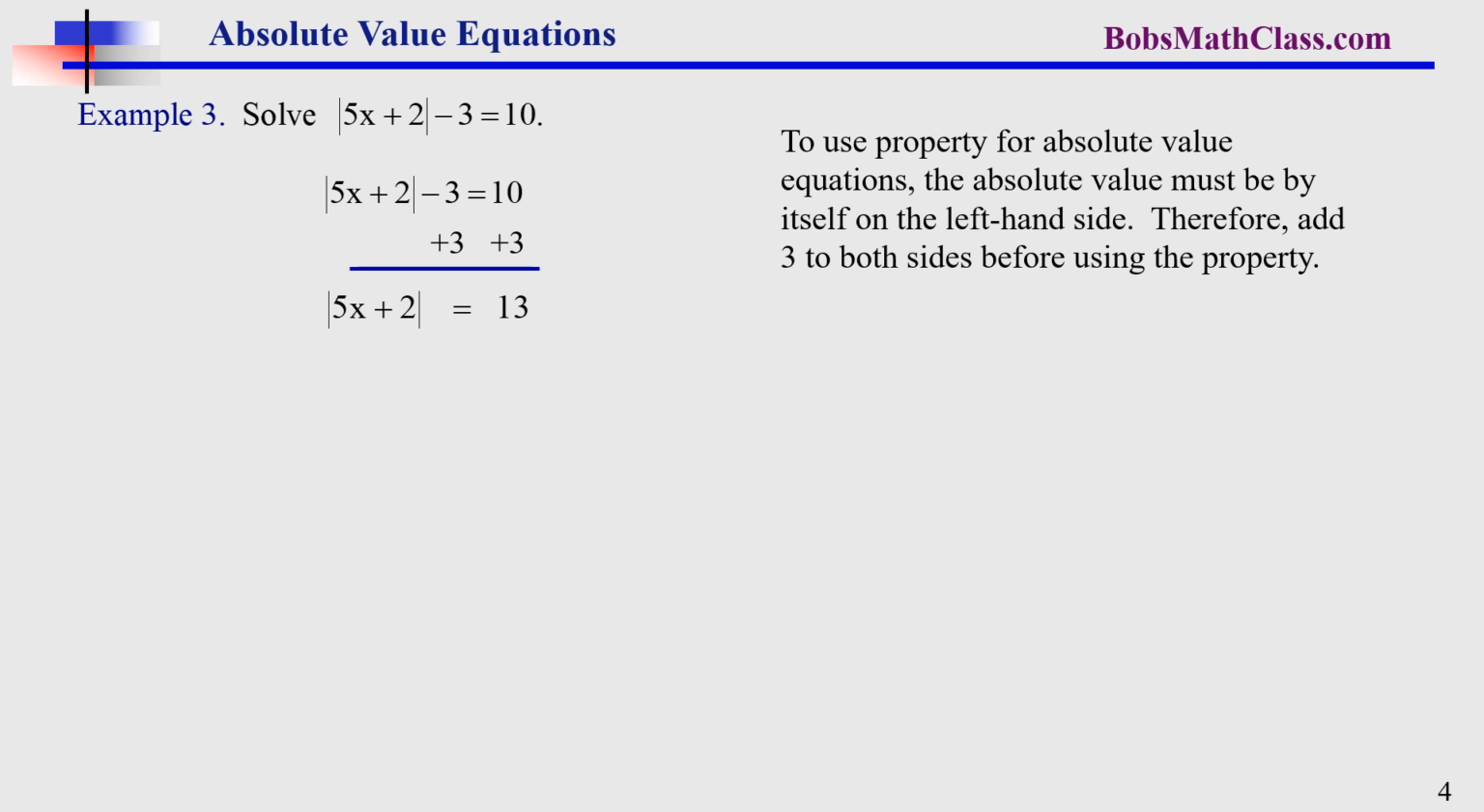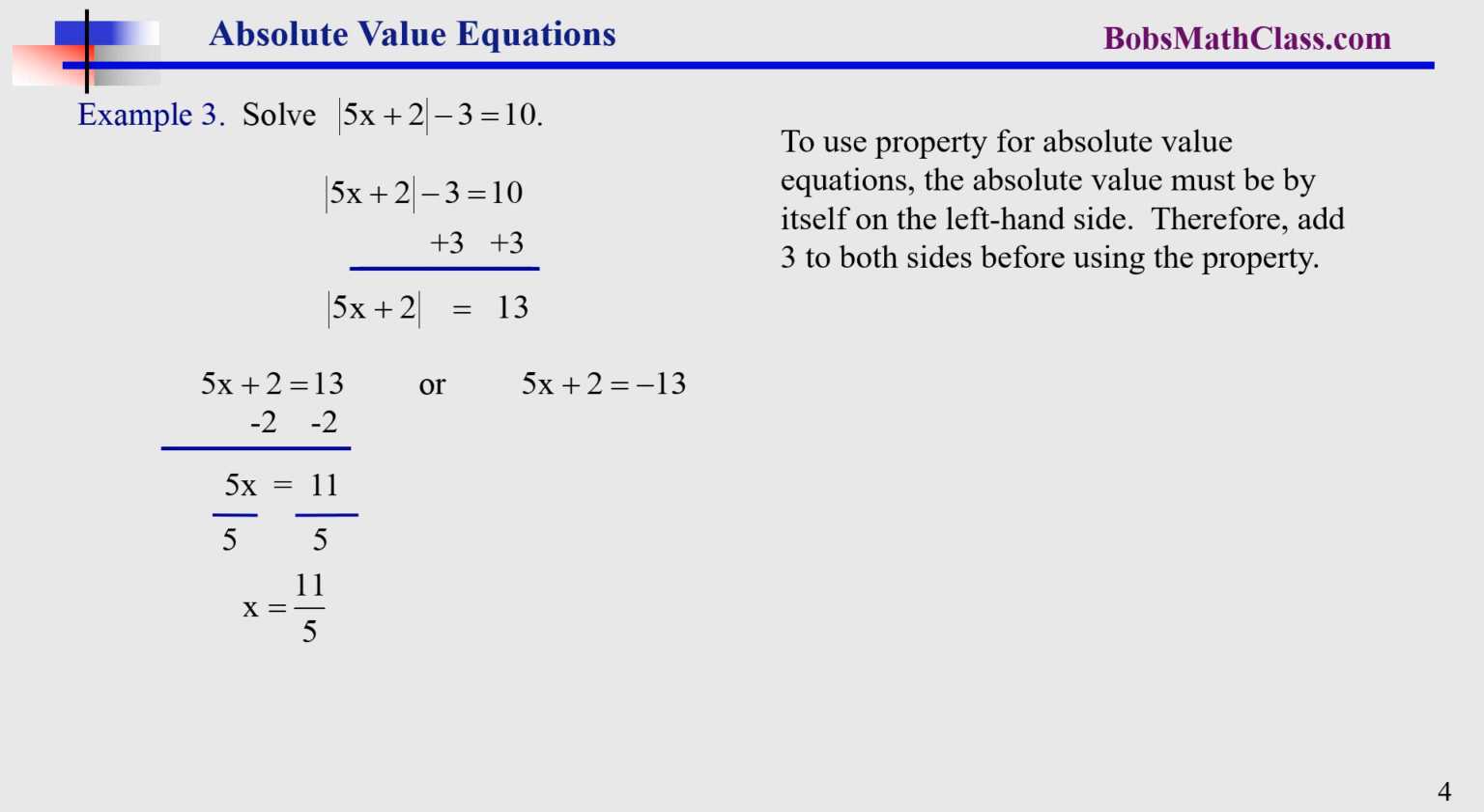So now that we have the absolute value of 5x plus 2 equals 13, now we could separate it into 2 equations. So we have 5x plus 2 equals positive 13, and 5x plus 2 equals negative 13. Let's solve the one on the left first. Subtract 2 on both sides. Gives you 5x equals 11. Then divide by 5. X equals 11/5.